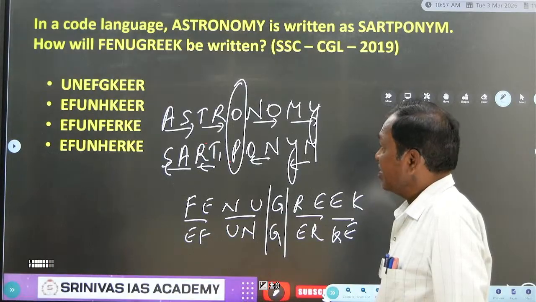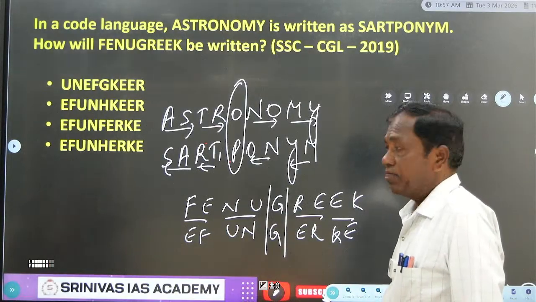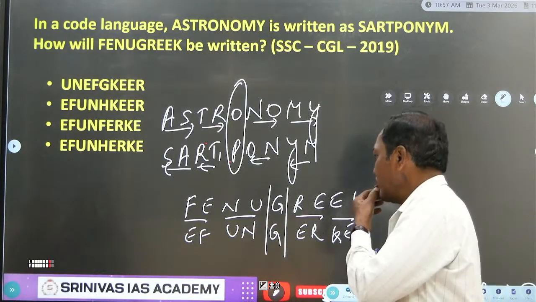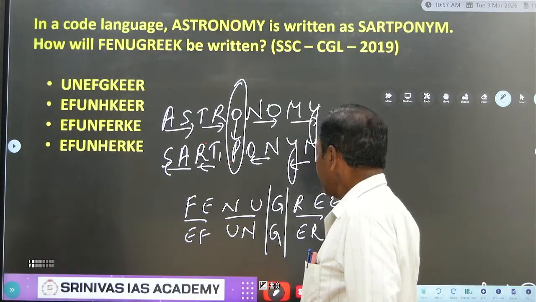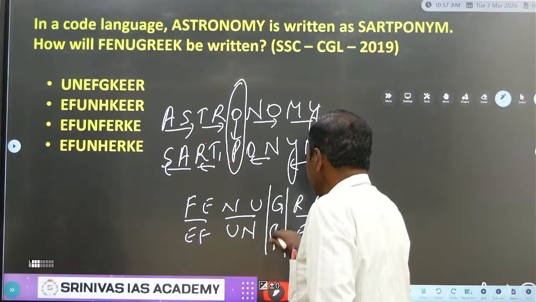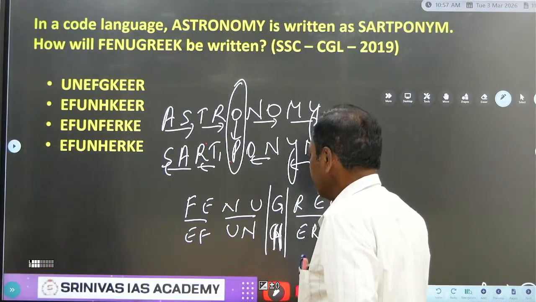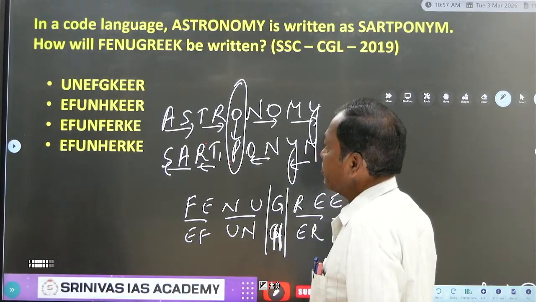The middle letter is retained as the same. No, next letter you should take. OP. O and P. This is OP plus 1. So it means this is H. H. EF UN H. EF UN H.